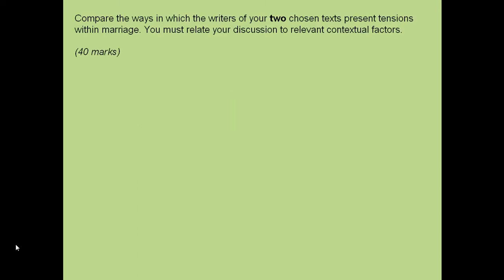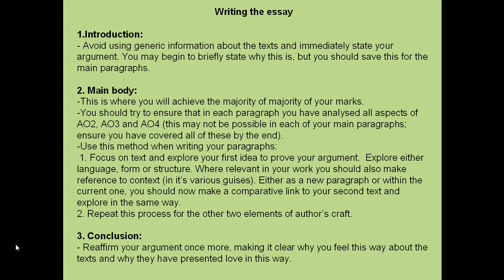Well, here's a question. Compare the ways in which the writers of your two chosen texts present tensions within marriage. You must relate your discussion to relevant contextual factors. So, we talked about the planning method. Let's see what the answer looks like. Now, this is how we write it.